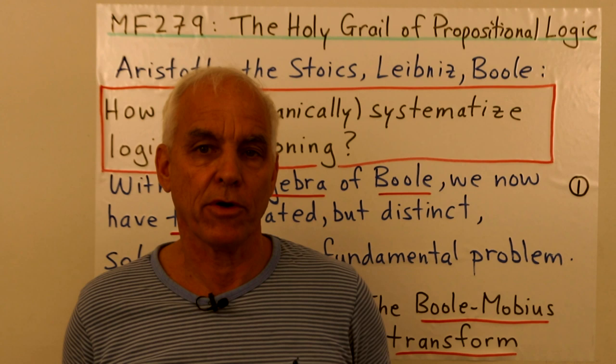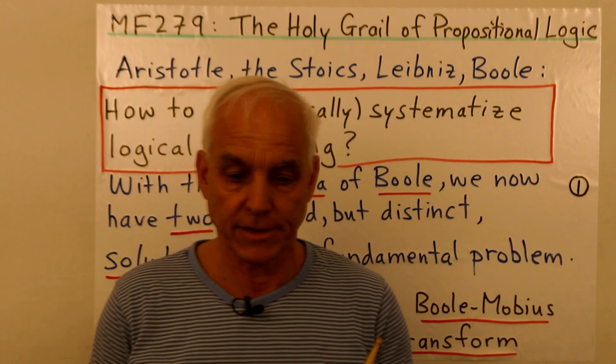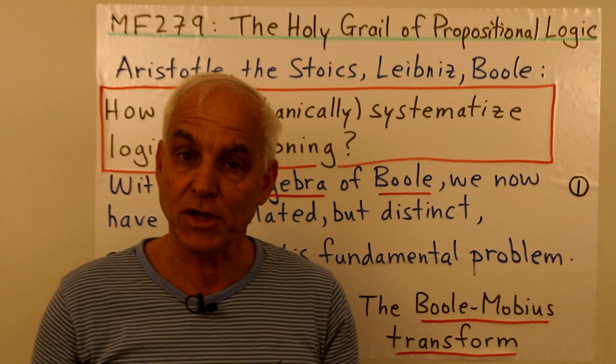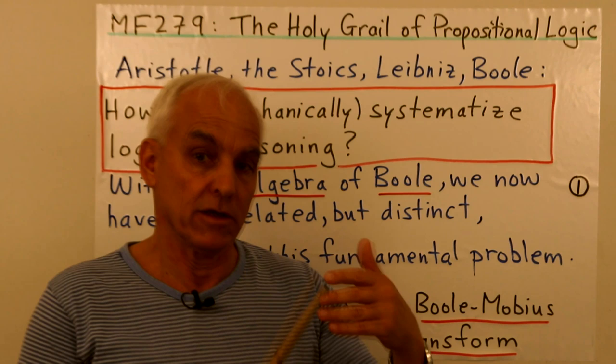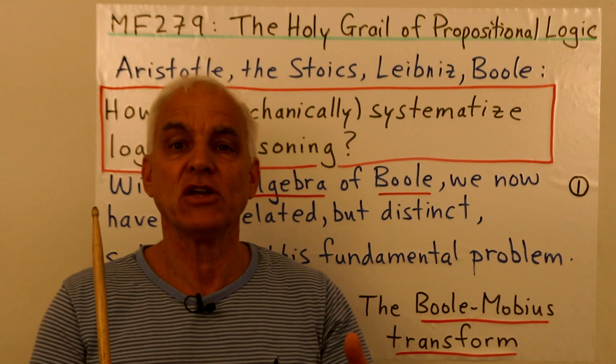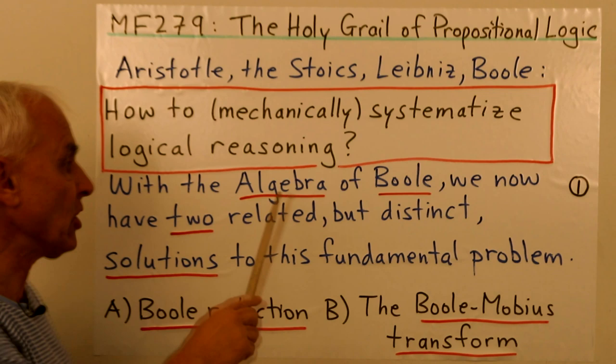In this video, which is sort of the highlight of this course on Boolean logic and applications to circuit analysis and propositional logic, we kind of address the holy grail of propositional logic, going back thousands of years to Aristotle, the Stoics, and then to Leibniz, and ultimately to Boole. The problem of how do we mechanically systematize logical reasoning? How do we make it cut and dried, essentially mathematize it? Okay, so that's what we're accomplishing here with this algebra of Boole approach.